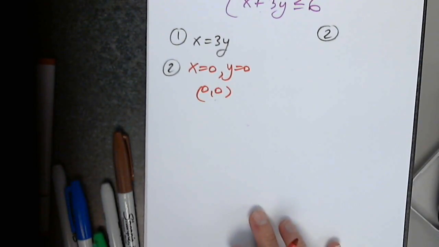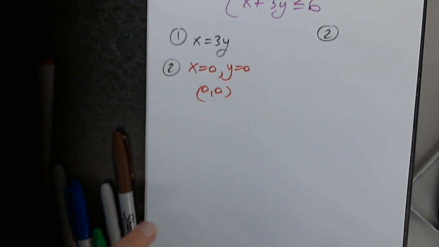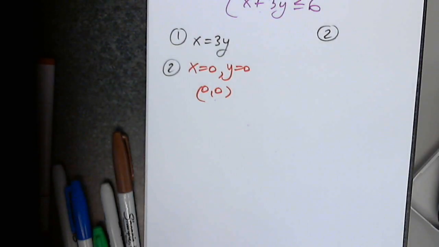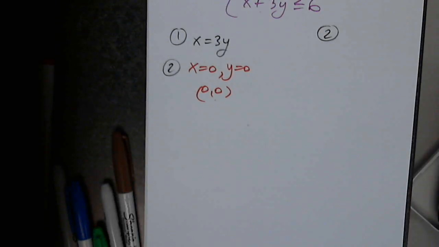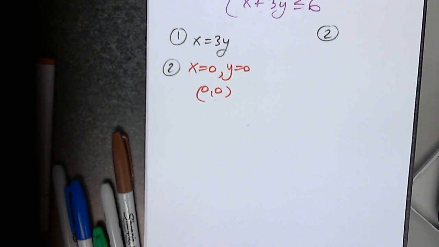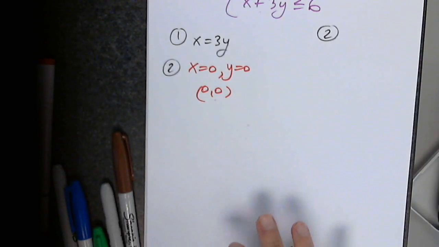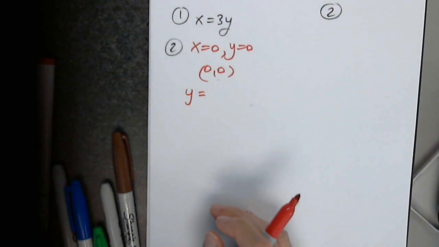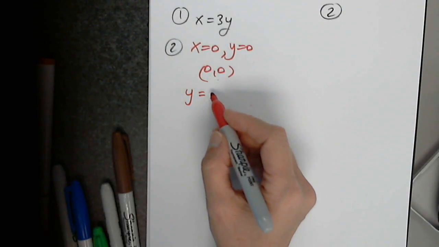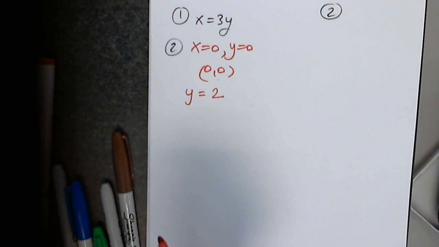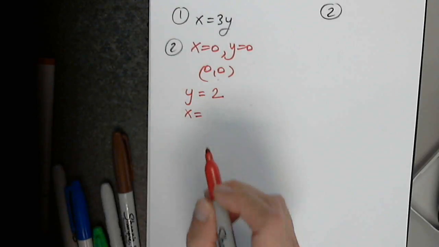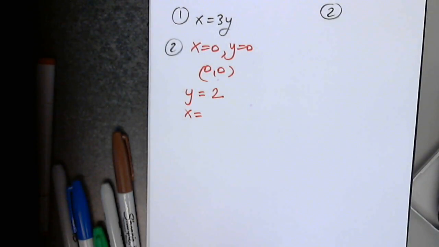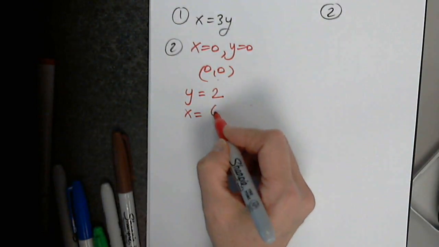I need to create another point. So please, you cannot pick x and y. You cannot say 5, 10 or negative 3, 2. No. You have to pick one and calculate the other. So let's say I want to pick y to be 2. Calculate x, please. The corresponding x. How much? Exactly. Very good.